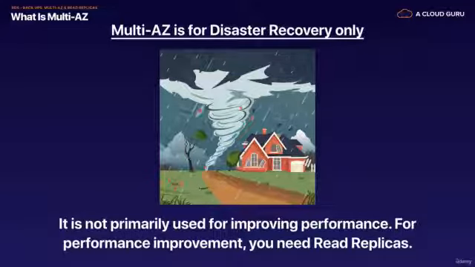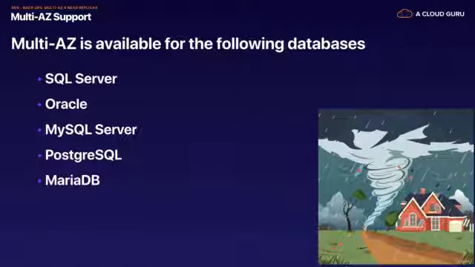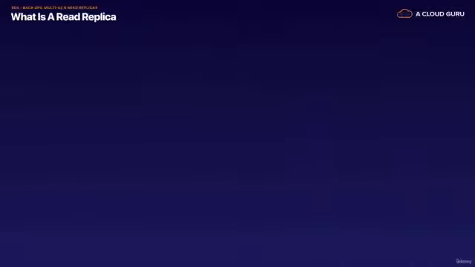So just remember that multi-AZ is for disaster recovery only. It's not primarily used for providing or improving performance. For performance improvements, you're going to need read replicas. Now, multi-AZ is available for the following databases. It's available for SQL Server, Oracle, MySQL Server, PostgreSQL, and MariaDB. Aurora, by its own architecture, is completely fault tolerant. We're going to have a whole dedicated lecture to Aurora and how that works coming up.